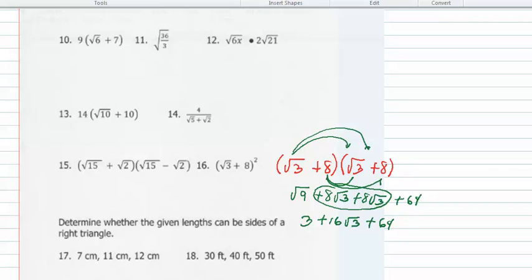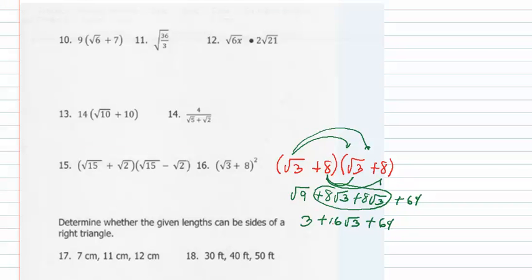Okay, numbers go with numbers and radicals go with radicals. So now I have a 3 and a 64. That gives me a total of 67. I keep the 16 radical 3 because that's the only term of radical 3's I have. And so therefore that's my answer choice. 67 plus 16 radical 3.